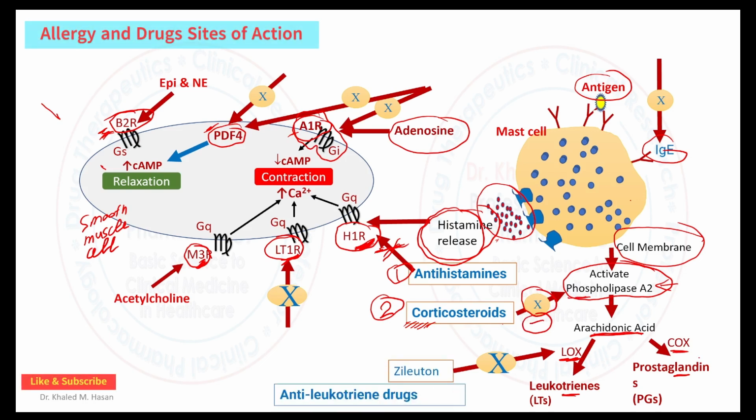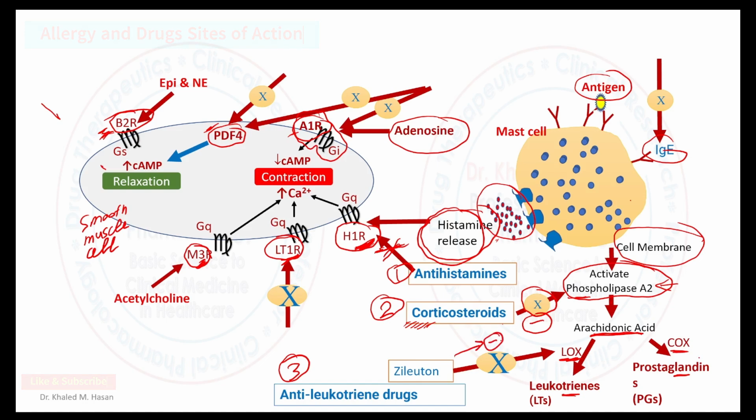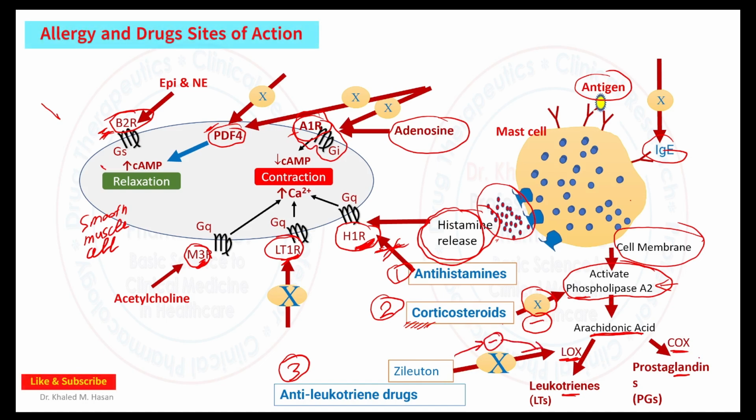The third group of medication is anti-leukotriene. We have two main groups. Number 1, we have zileuton, and zileuton inhibits the enzyme called lipooxygenase.